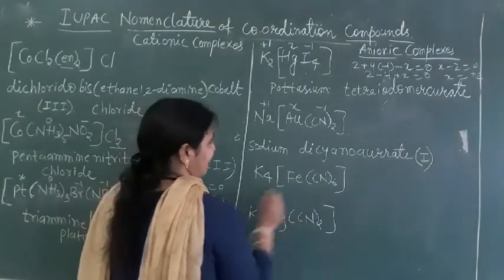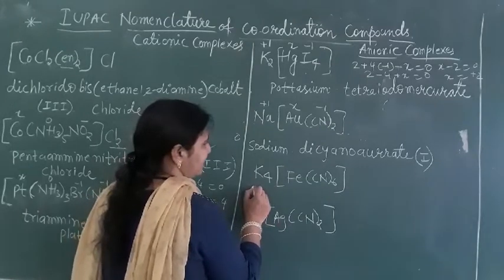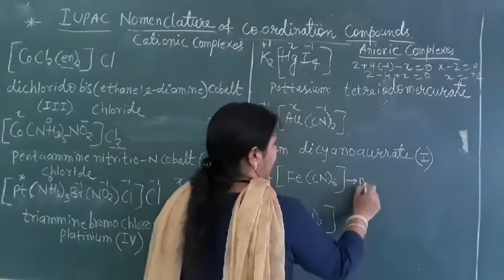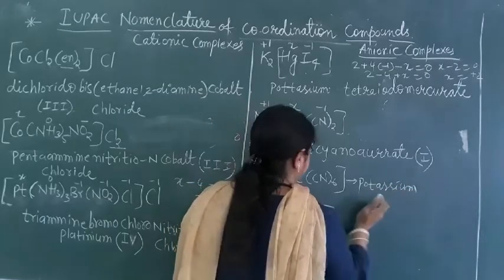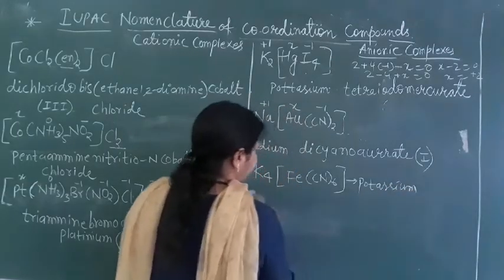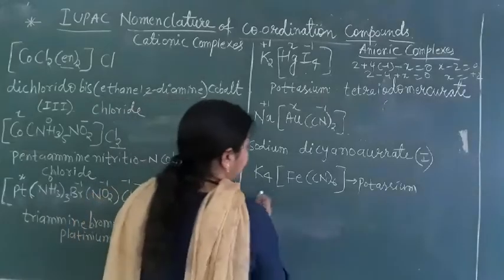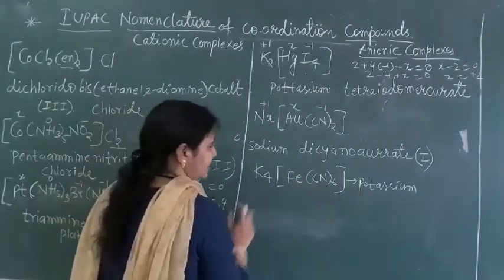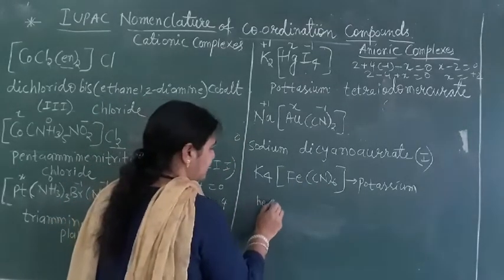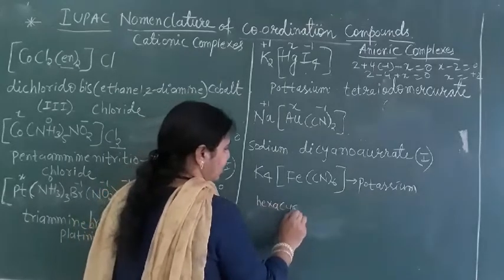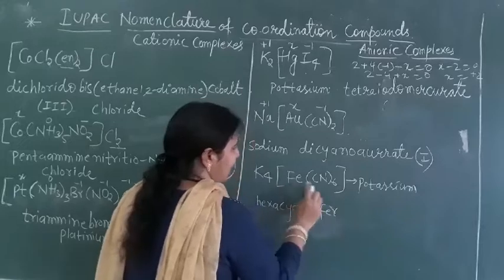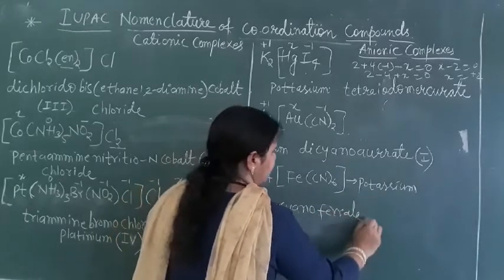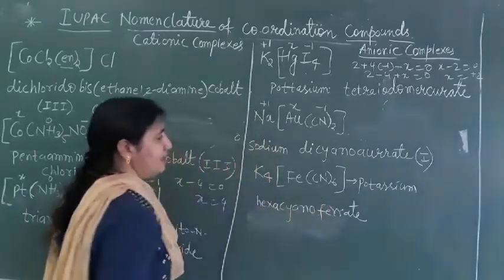Next see here, again we have potassium. Okay, and this is our anionic complex. So what name will we write here? The name will be potassium first. Next what will come here? Next the name will be the complex anion. First you have to write the ligand name. How many ligands are there? 6 are there. So hexacyanoferrate. Not iron. It is what? Ferrate.